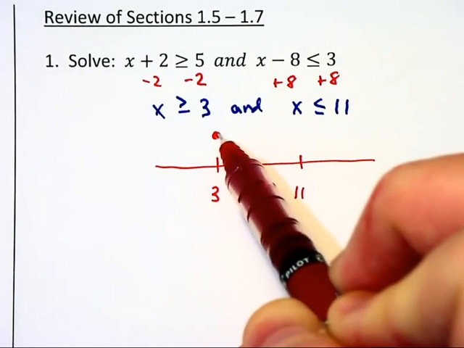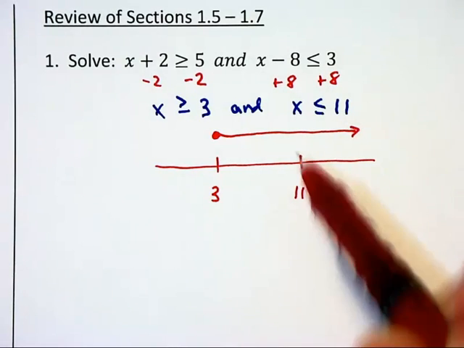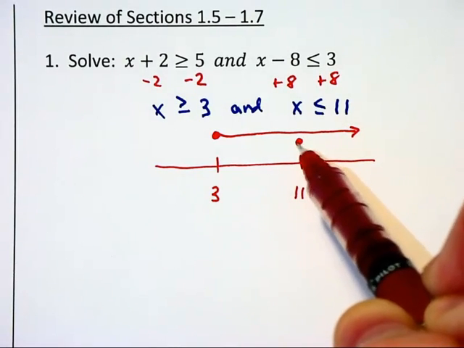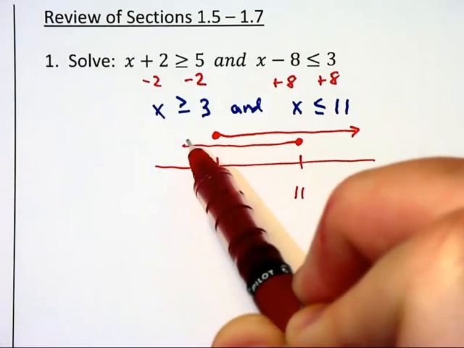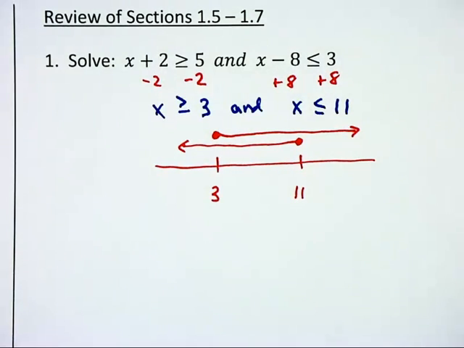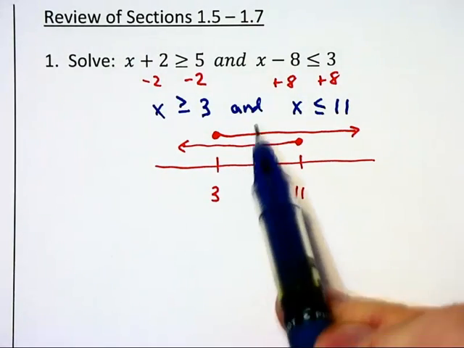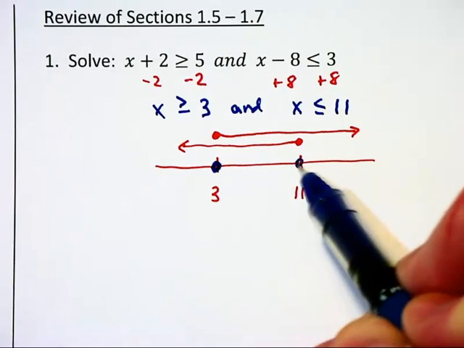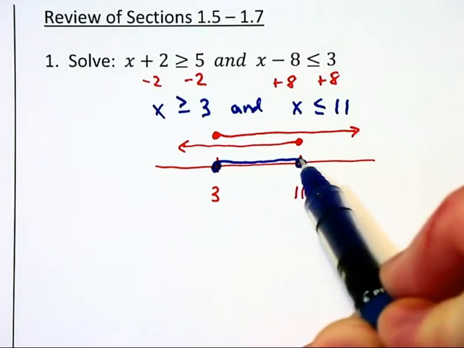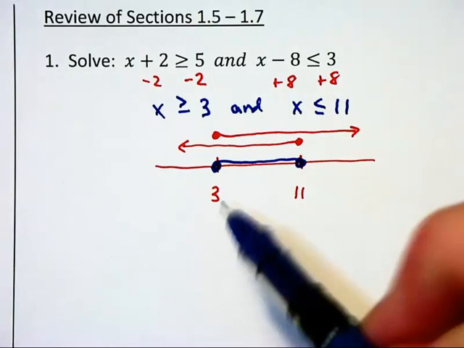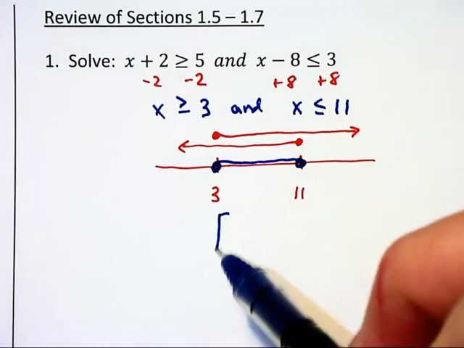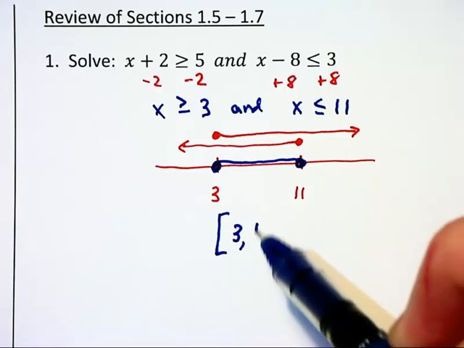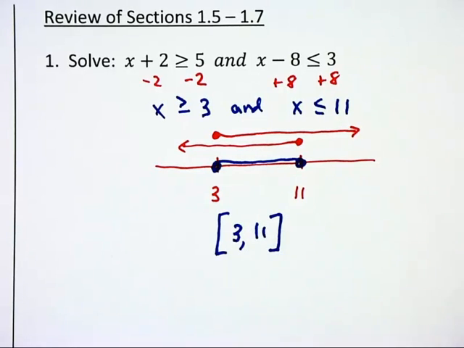We have x greater than or equal to 3, so solid dot and to the right, and we have x less than or equal to 11, which means solid dot and to the left. "And" says, where do these intersect? Where do they overlap? And the answer is between the 2 points and at those endpoints. So our solution set here is going to be the closed interval from 3 to 11. And again, when I use the word closed, it means I am including both endpoints.